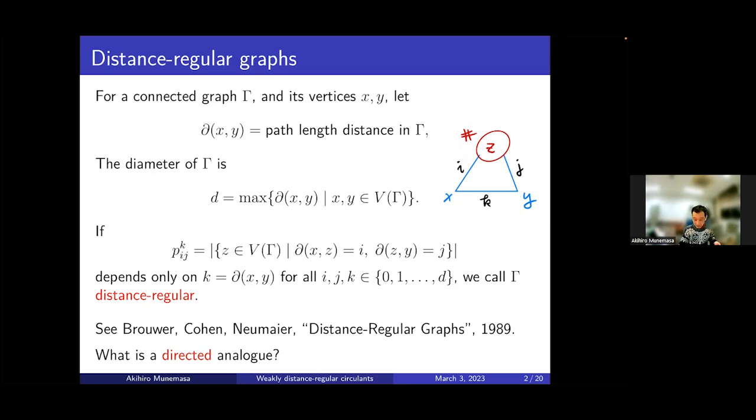There is a book about this subject written by Brouwer, Cohen, Neumaier, published in '89. So this is a very standard topic in algebraic graph theory. And my talk today is about the directed analog of distance regular graphs. If you allow directed edges, or digraphs, then the definition needs to be modified.